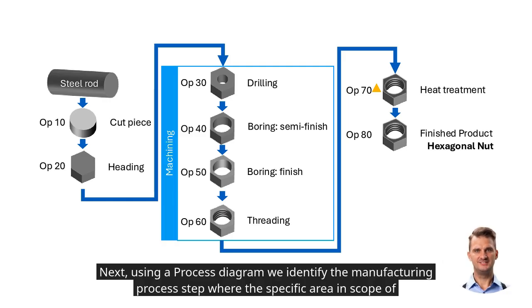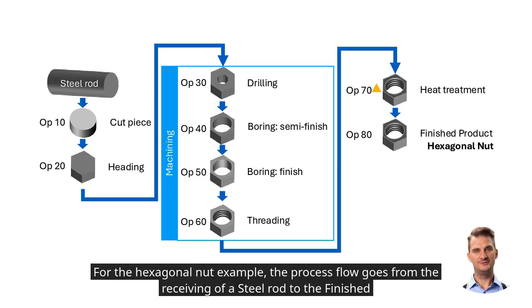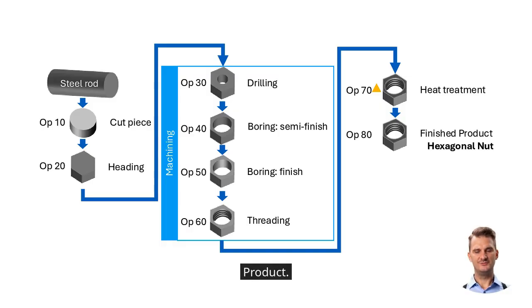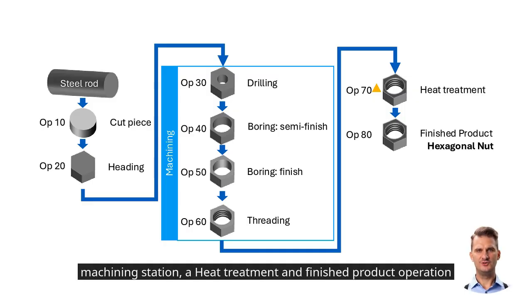Next, using a process diagram, we identify the manufacturing process step where the specific area in scope of our product is created. For the hexagonal nut example, the process flow goes from the receiving of a steel rod to the finished product. This flow includes cutting a piece of steel, forming the heading, several operations happening in a machining station, a heat treatment, and finished product operation.